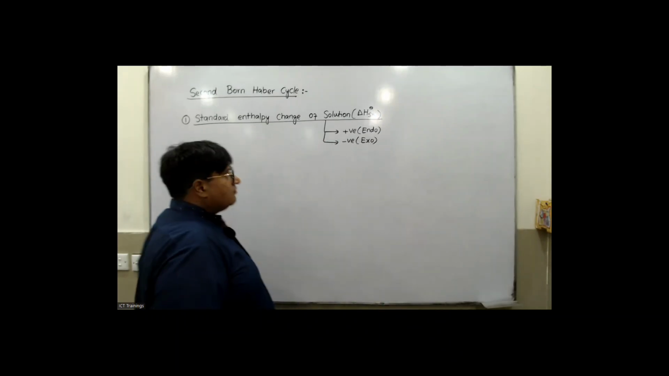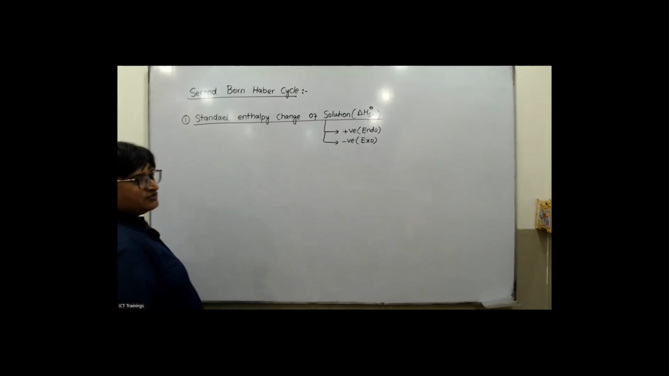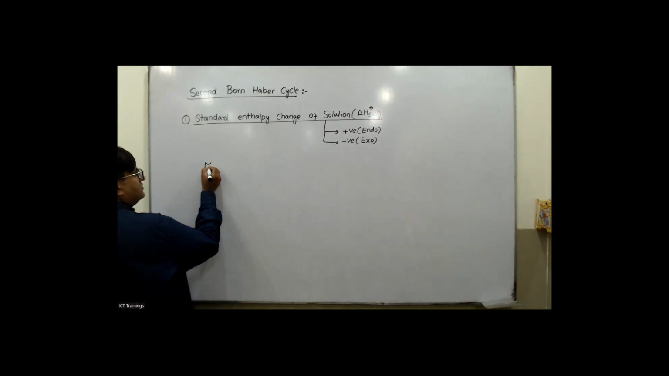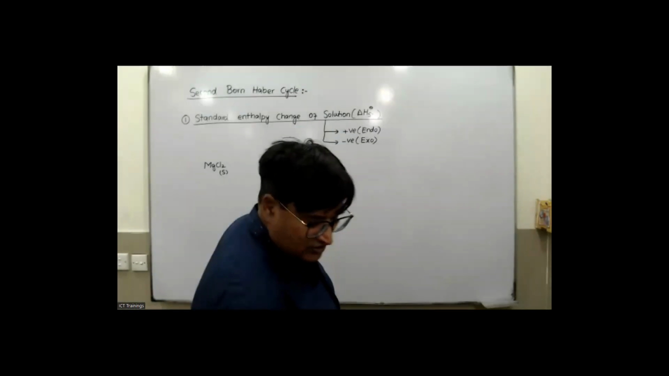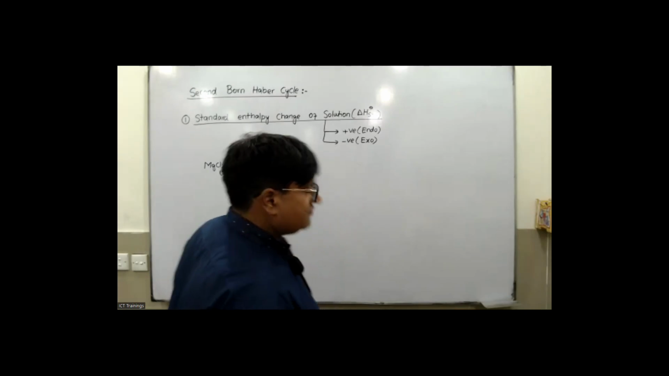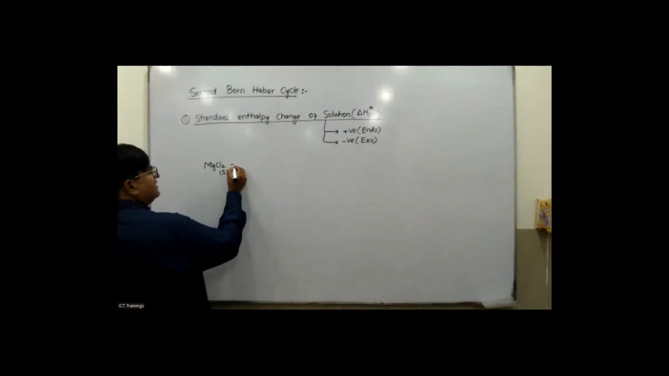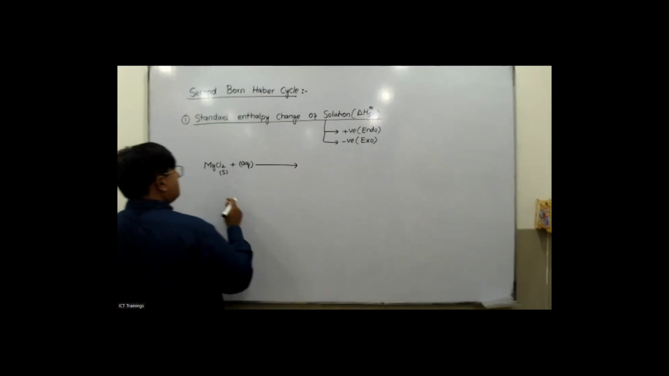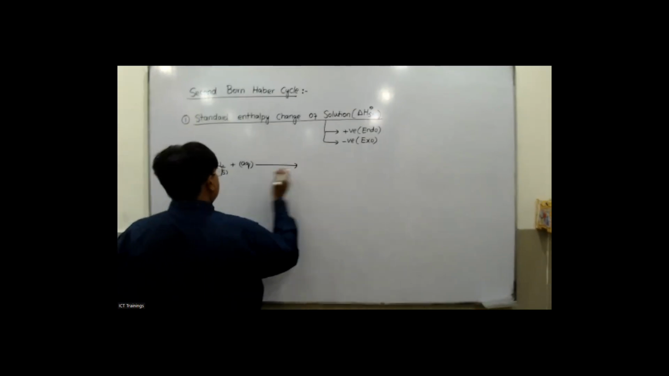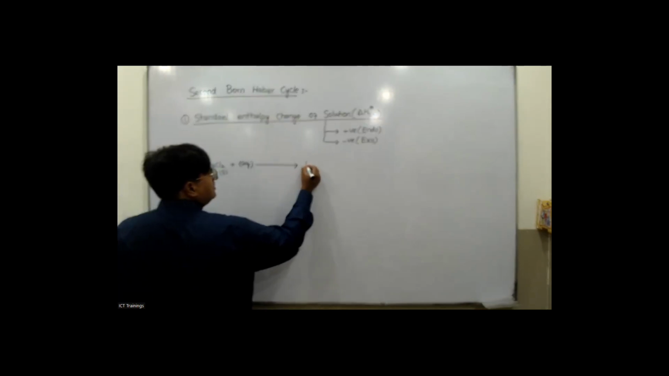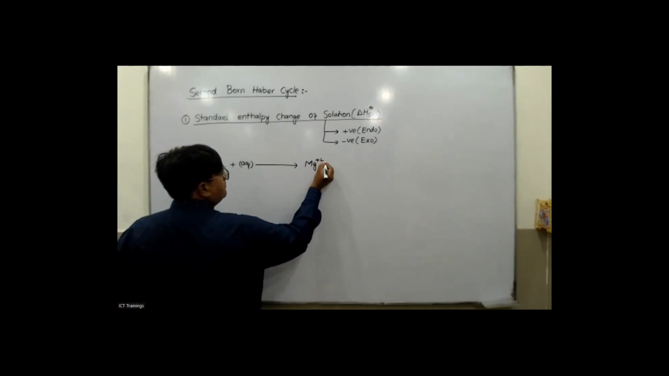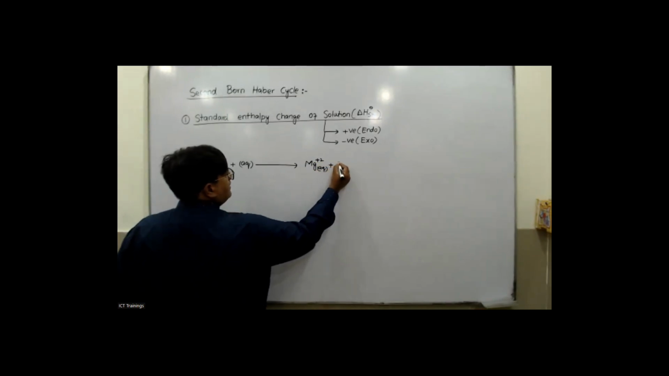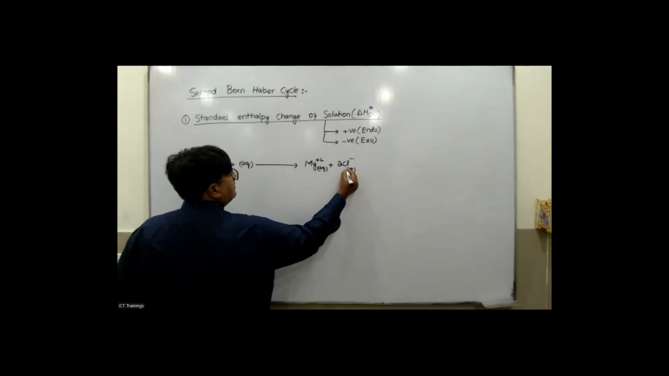Okay. Now, my dear students, what is the standard enthalpy change of solution? Let's suppose you got an ionic compound, MgCl2. Okay, this is a solid. If you put this ionic compound in excess of water, aqueous, what would happen? This would form aqueous ions because this is an ionic compound. So Mg plus 2 aqueous ion, and 2Cl negative, that is aqueous ion.